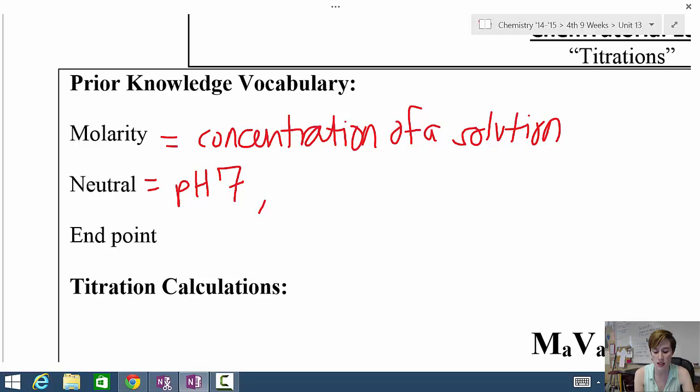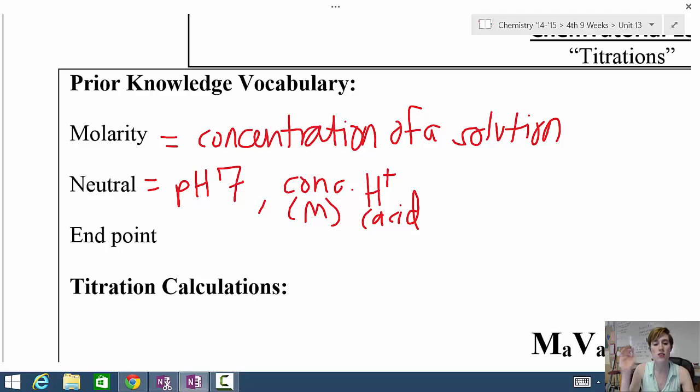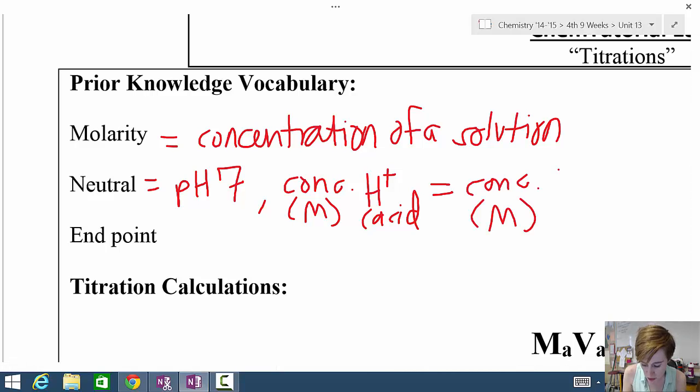Well, it means that the concentration, or molarity, because they mean the same thing, of your hydrogen ions, or your acid, is equal to the concentration, also known as molarity, of your base, or OH ions.